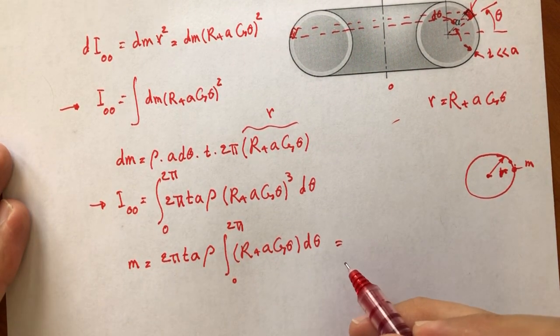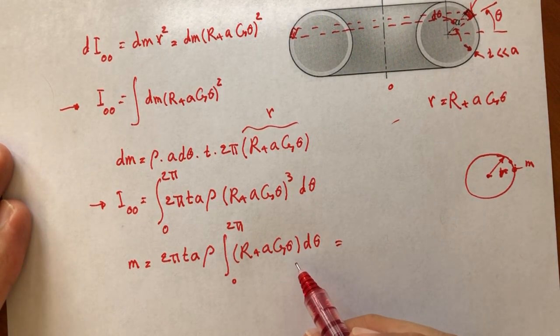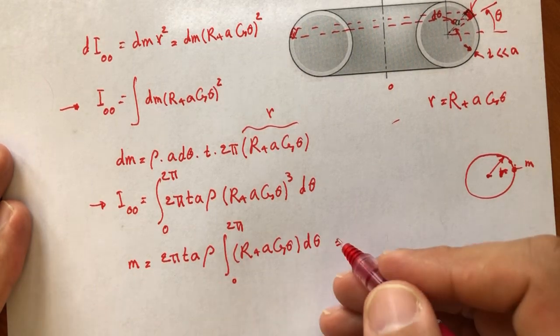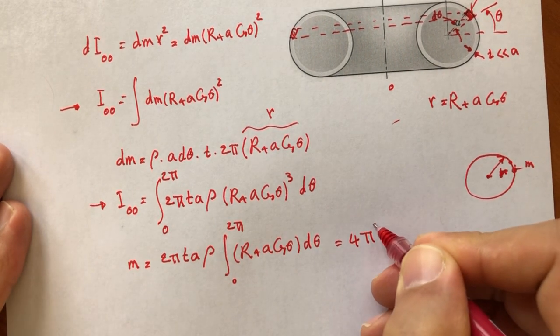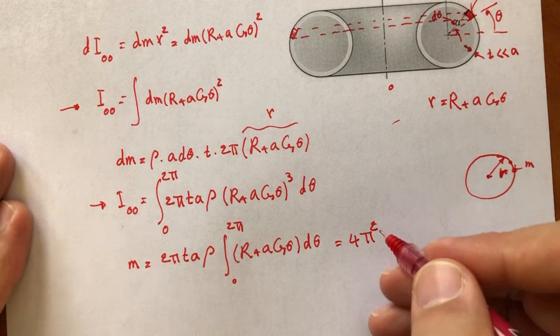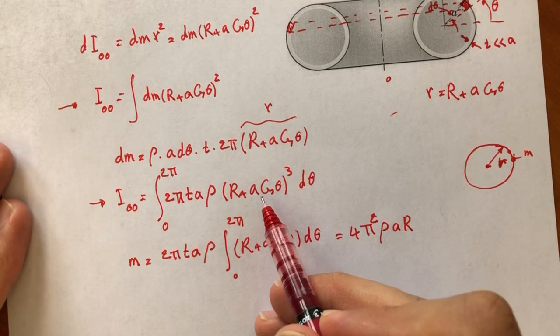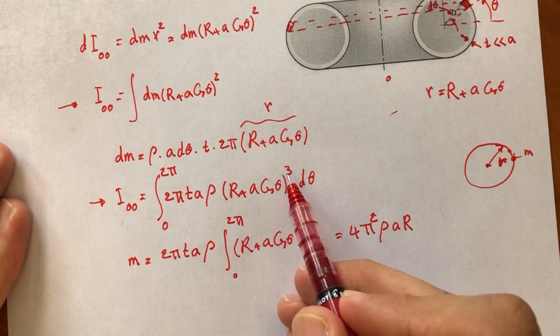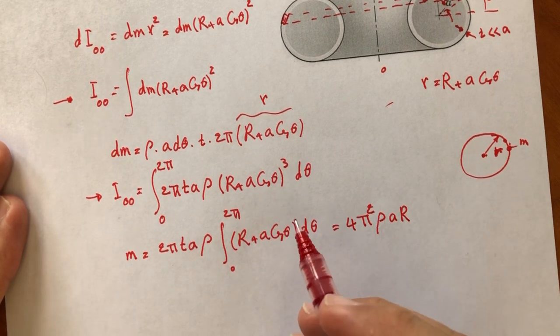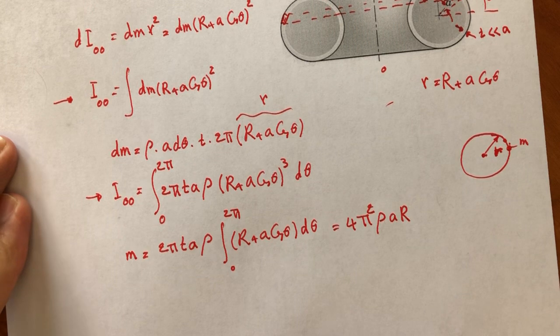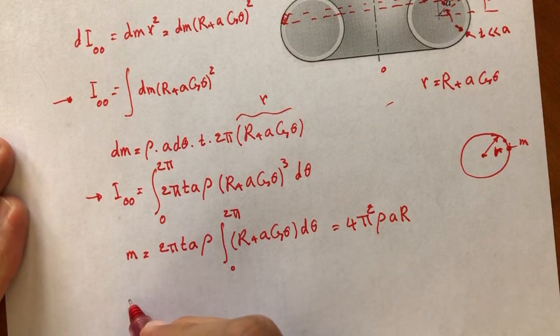This one is very simple. Integral of cosine is going to be sine, right? So if you do this integral, this one is going to be 4π² rho a r. And to do the other one, you need to expand this, (r + a cos θ) to the power of 3, cubed. You need to expand this and also you need to know that the integral of cosine of theta is simple.